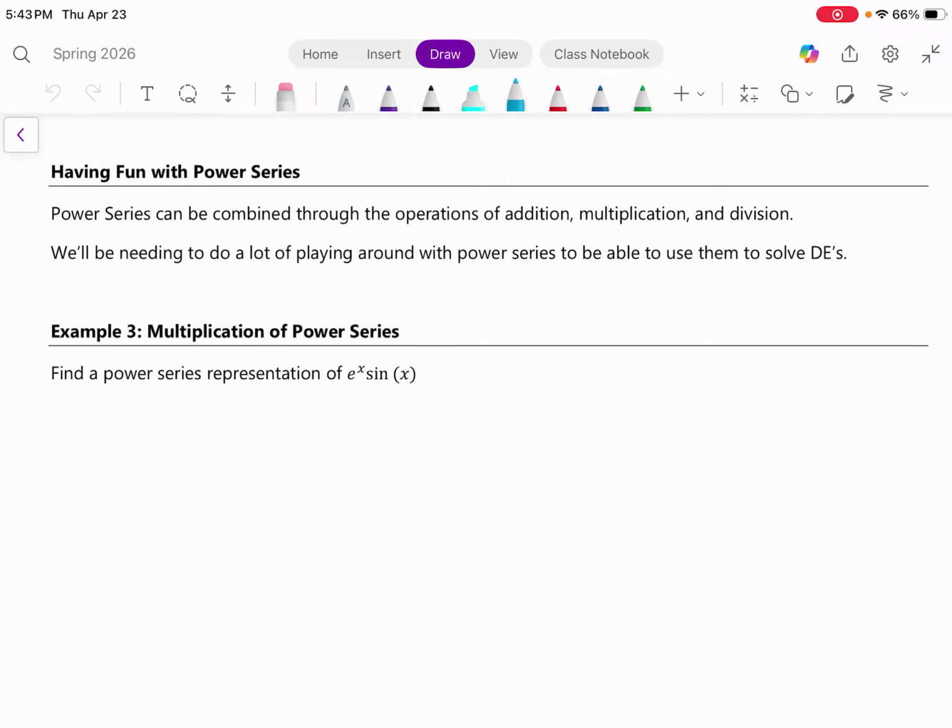And in this video, we're going to get started on how we can start playing around with some power series. We're going to see how we would handle multiplying two power series together. There are other operations you can do, like addition and division, which we'll see. But it takes a lot of playing around to be able to combine them and solve differential equations. So let's go ahead and try out the first one.